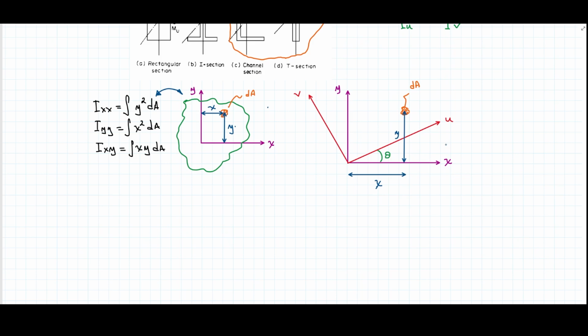Great. But now this area, or the position of that area, by considering the centroid of that area, is going to have some distances in the UV Cartesian coordinate system, and that can be defined. Let me use a different color for that, like this one here. This one here measures U. And this one here, perpendicular to it, measures V.